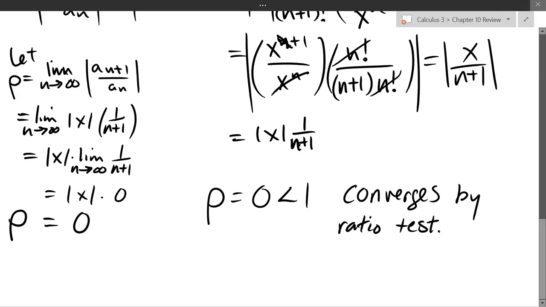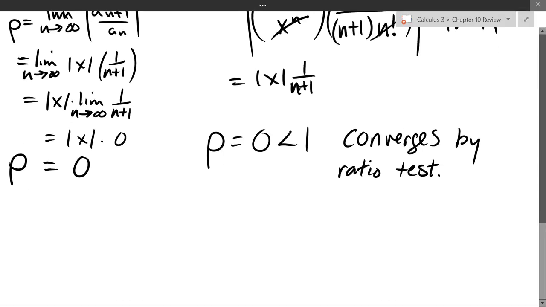All right, so if you see 0 for your rho, that means x ceased to matter. So any x is going to converge here. So any x in R, the power series converges. This power series.